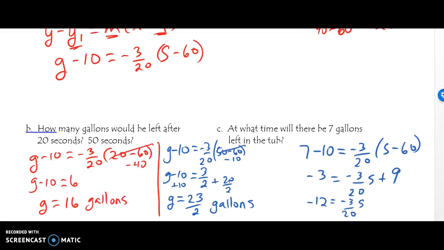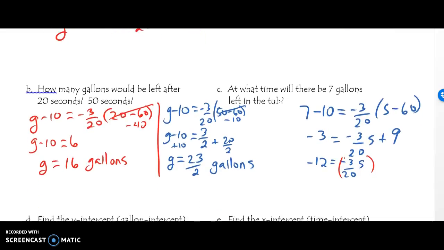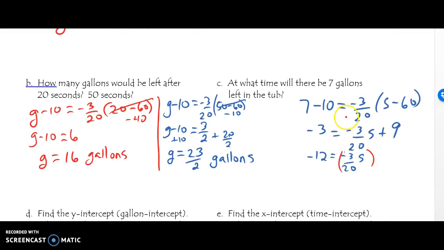And now to solve this, I'm going to multiply by the reciprocal, which would be negative 20 over 3. The number times the reciprocal gives me 1s, which is what I need to solve. And this will be a positive. 3 goes into 12 4 times. 4 times 20 would be 80. And that would be seconds.